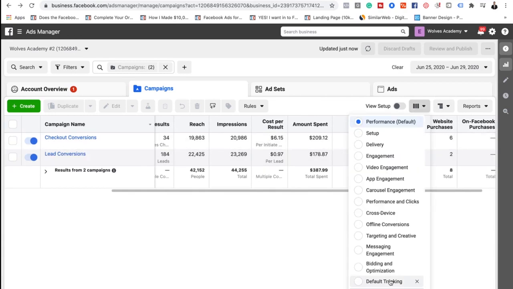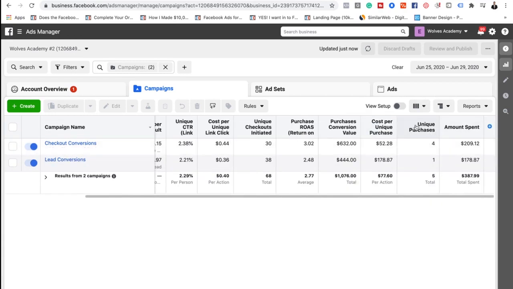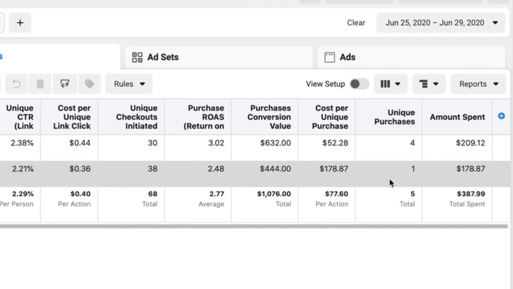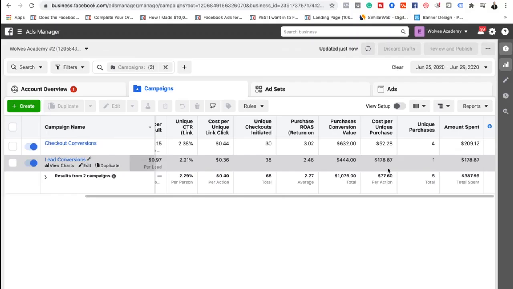If we look at the default settings, because we're not looking for website purchases, we're looking for unique purchases, we have 1. If we look at our cost per purchase, it's $178.87. Now, a novice marketer will say, well, Eric, you only spent $178.87 and you made $444. But this is what you have to understand. We made $1,000 in conversions with 5 sales, so on average each sale is valued at about $200.